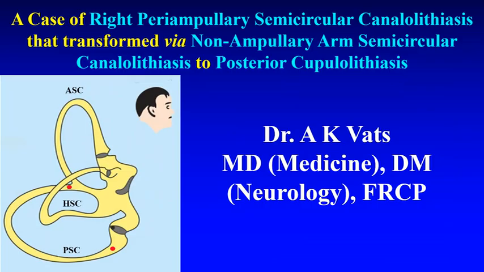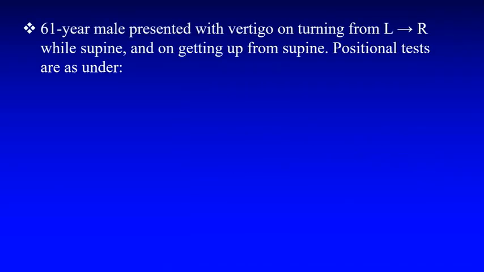What happened to this patient is shown by this animation here. So this is a 61-year-old male patient presented with vertigo on turning in bed from left to right while supine and on getting up from supine. The positional tests done on day 1.